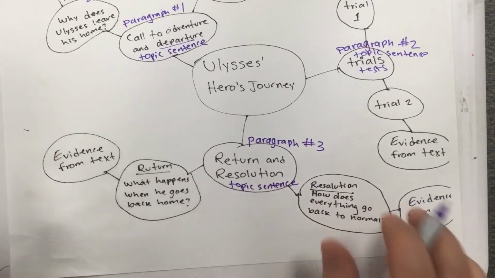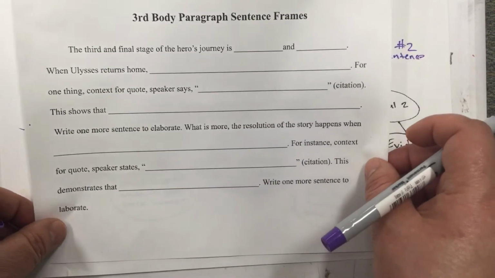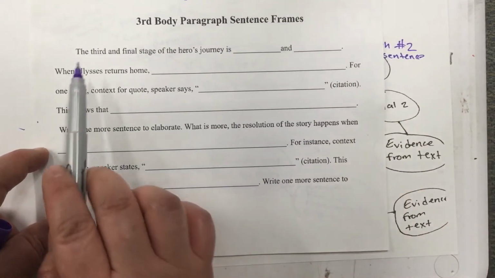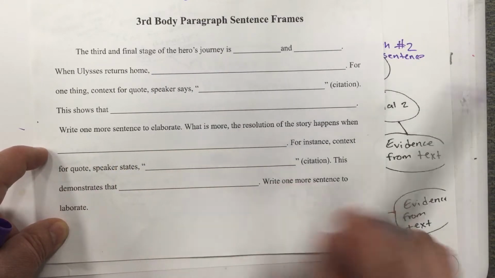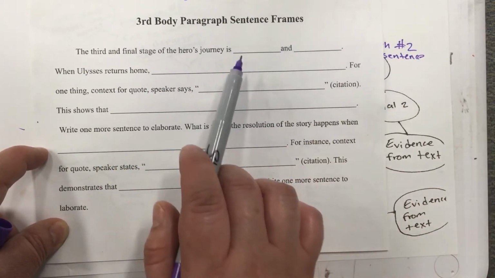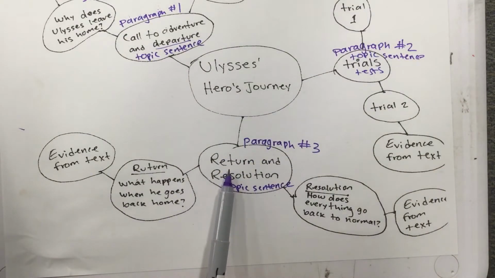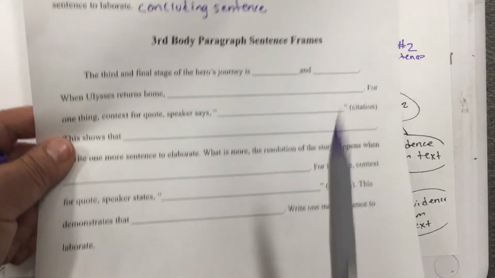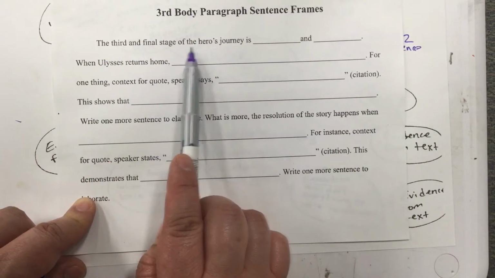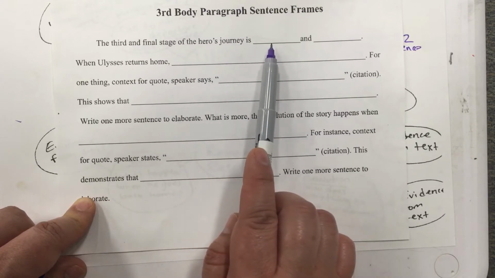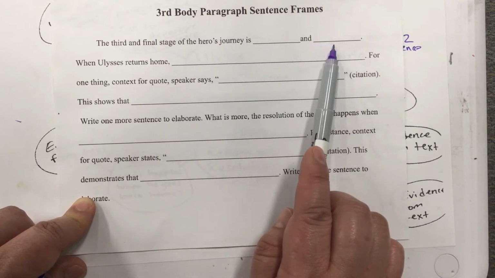So again, when you look at the sentence frames for the third body paragraph, it says, the third and final stage of the hero's journey is, and you tell me, is blank and blank. You're going to use the bubble, is return and resolution. So your topic sentence would say, the third and final stage of the hero's journey is the return and resolution.